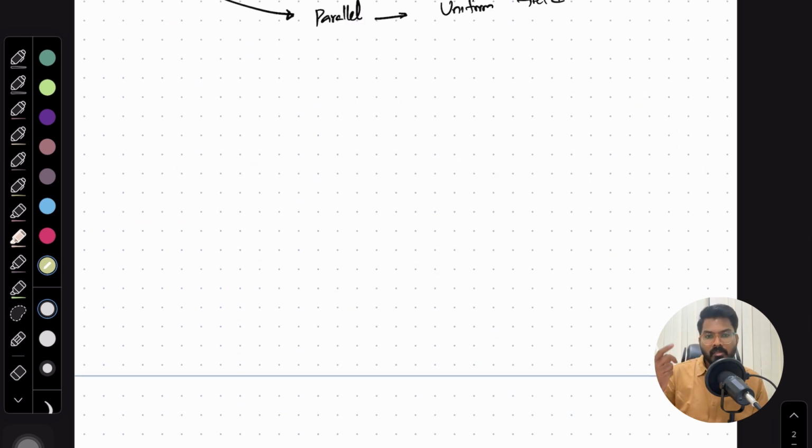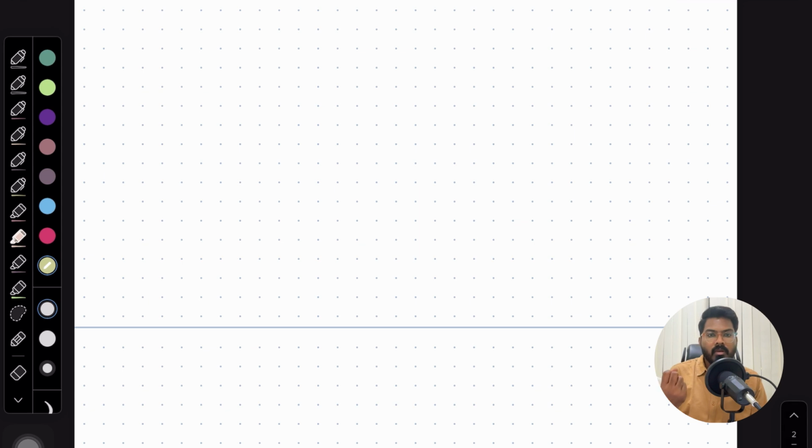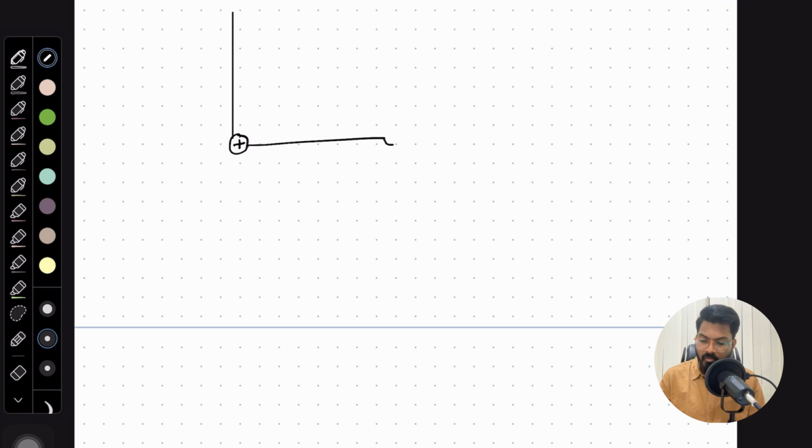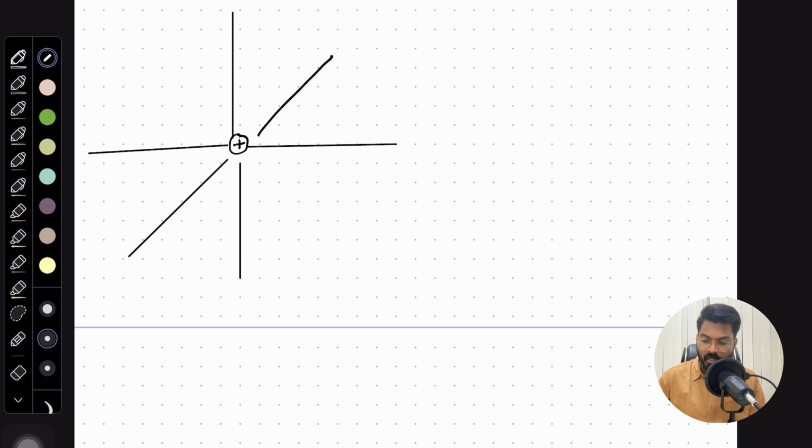Now let's see how the electric lines of force would be for a positive charge. So I am keeping a positive charge at the center, and we said that the lines would be going away from the positive charge like this. So this is how the electric field lines would be for a positive charge. So it has lines like this, and we have to mark them as going away.